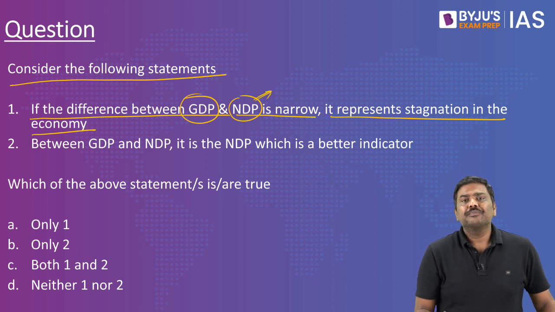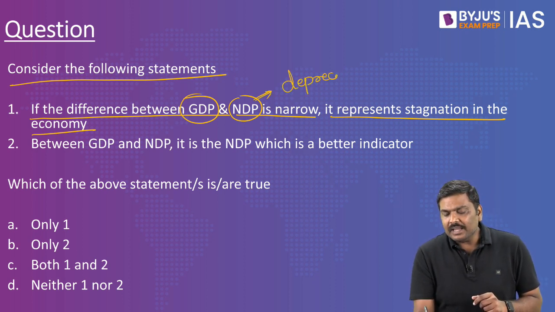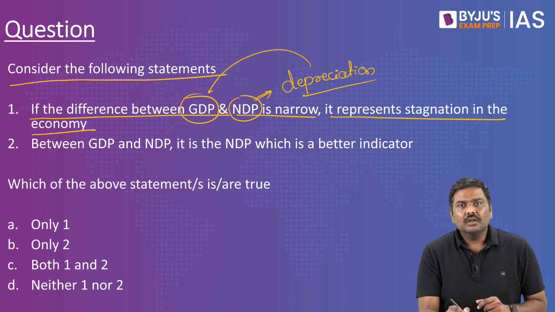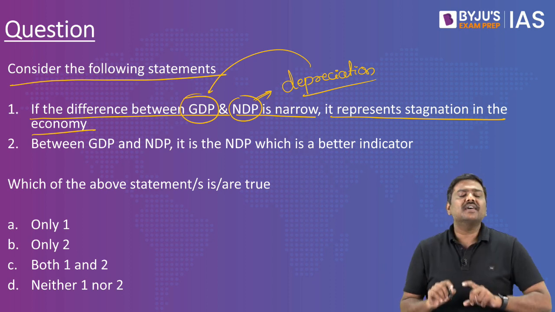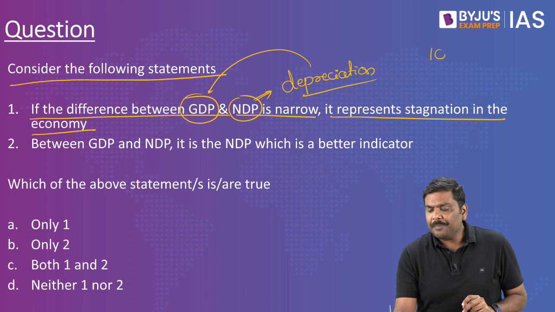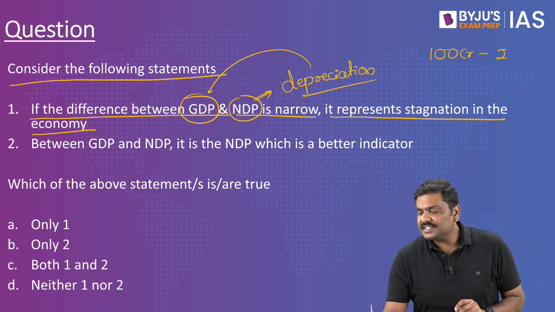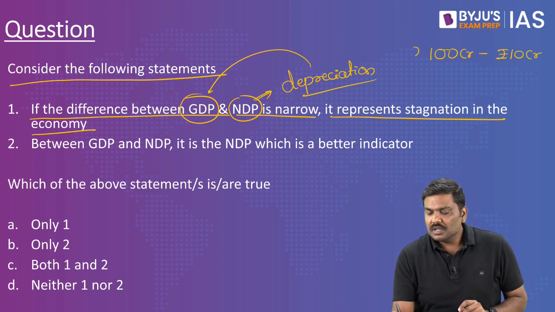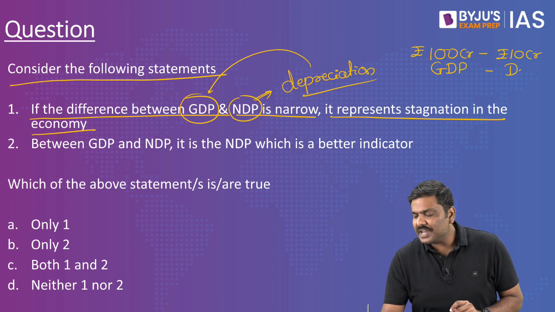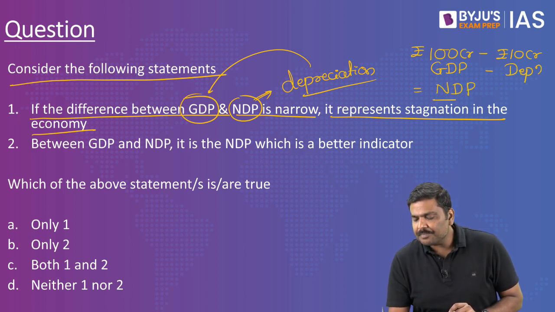Whereas NDP will account for depreciation, will take out the impact of depreciation from the GDP value, and whatever is left out is called NDP. Let me give a very simple example. Imagine the GDP is 100 crore rupees and the depreciation value is let's say 10 crore rupees. So out of the GDP, if you take out the value of depreciation, this is NDP, net domestic product.